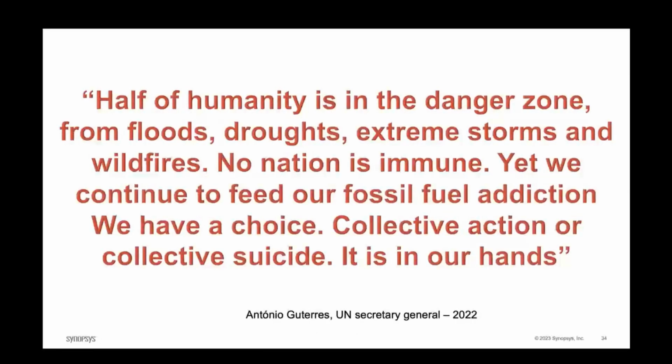Half of humanity is in danger of floods, droughts, extreme storms, and wildfires. No nation is immune. No nation is immune. Yet we continue to feed our fossil fuel addiction. We have a choice: collective action or collective suicide. It is in our hands. That was told by Antonio Guterres, the United Nations Secretary General, last year.